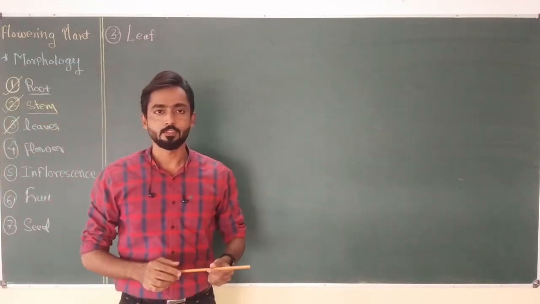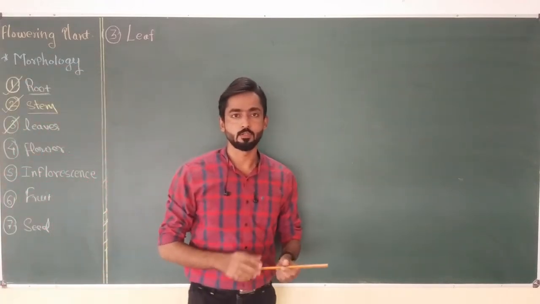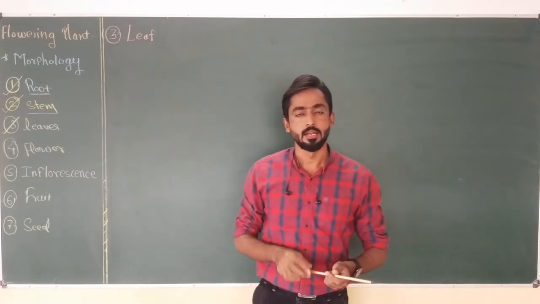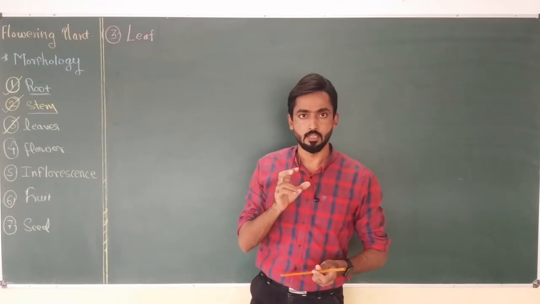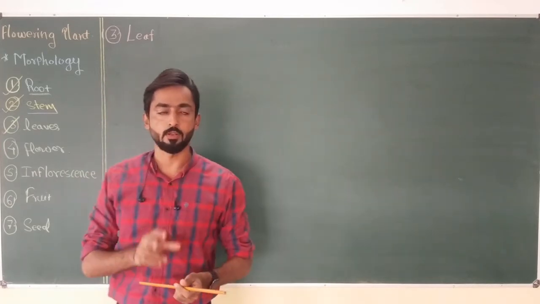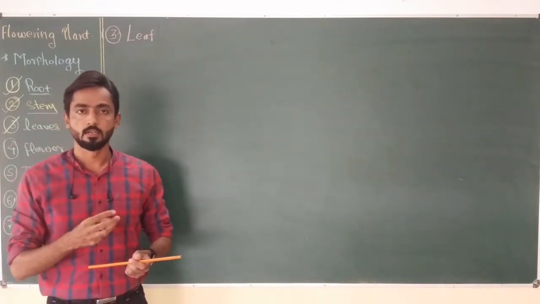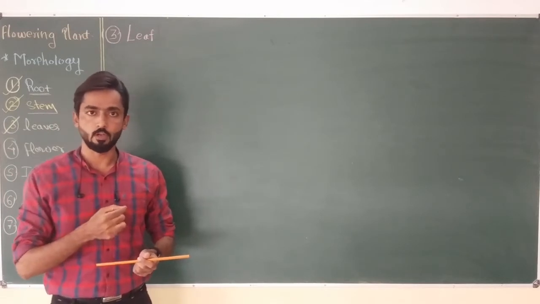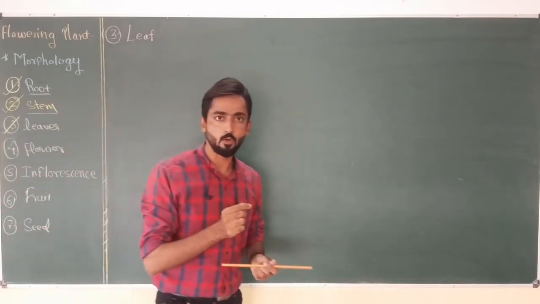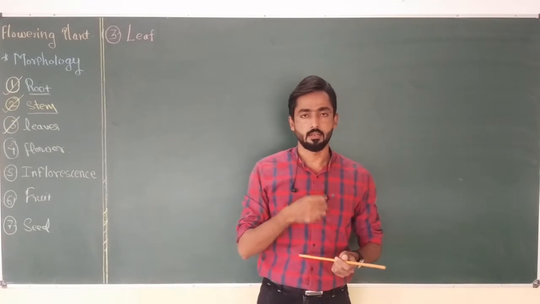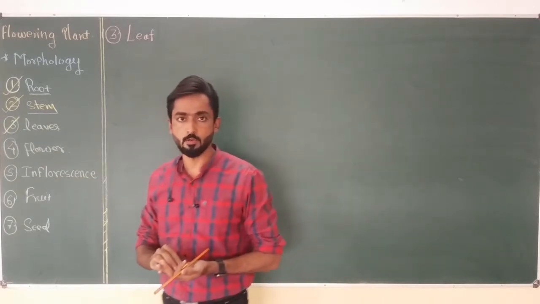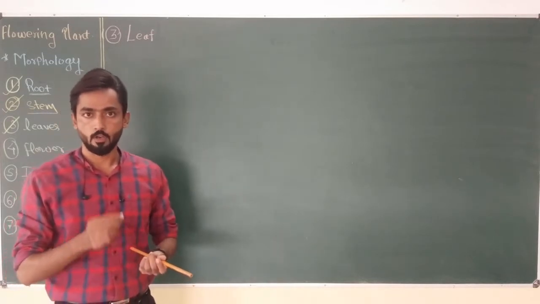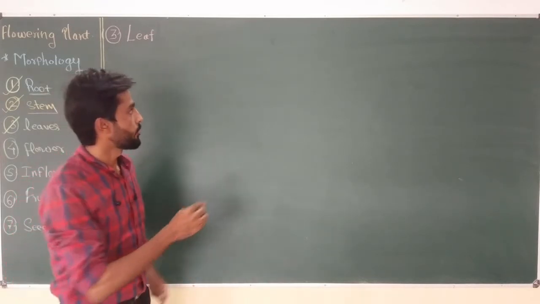Hello friends, in the last video we discussed in detail the morphology and functions of different parts of typical angiospermic leaves. The leaf of an angiospermic or flowering plant shows three important parts: leaf base or hypopodium, petiole or mesopodium, and lamina or epipodium. In this video we are going to talk about the next part of the leaf section, that is venation.